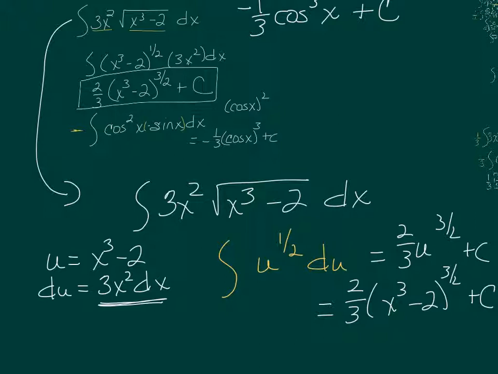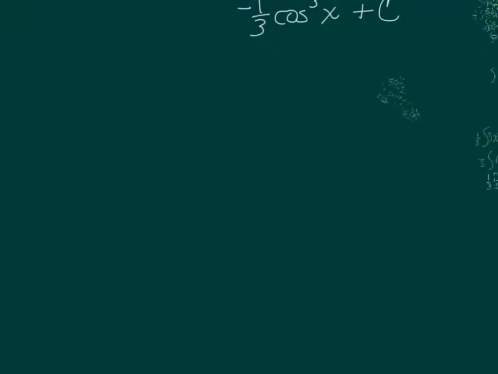And that is exactly what we got when we integrated just using our pattern recognition up here. So let's look at a couple more where we may want to use a substitution. All right, here our integrand is the square root of 2x minus 1 dx. So I want to use substitution on this one.